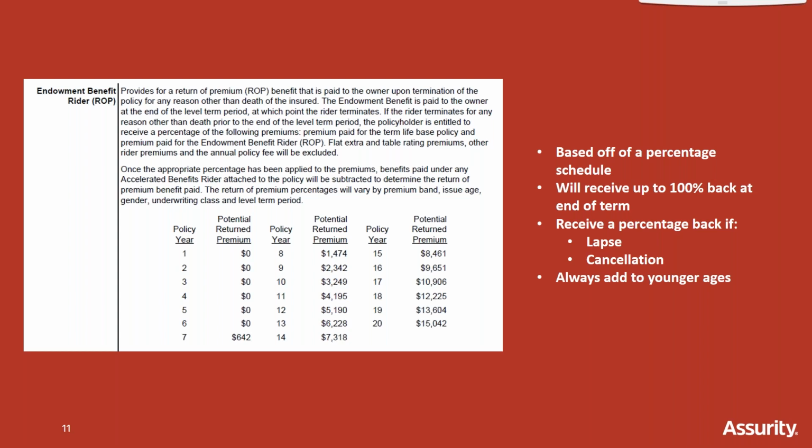So this particular person won't start receiving anything back until year 7. So they'll need to make it to at least year 7 before they're able to receive any of those premiums back that they paid in. But at the end of those 20 years, if they make it there, they're going to receive over $15,000 back from us. And those are all their premiums, including rider premiums that they paid in. So keep in mind that does include those rider premiums. It's based off a percentage schedule. You can receive up to 100% back.